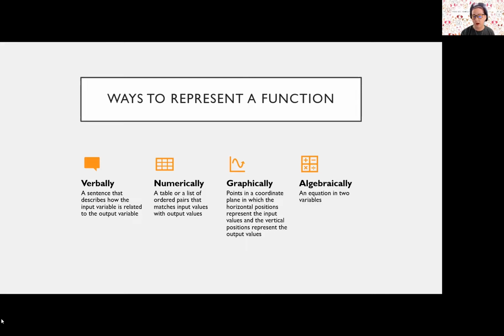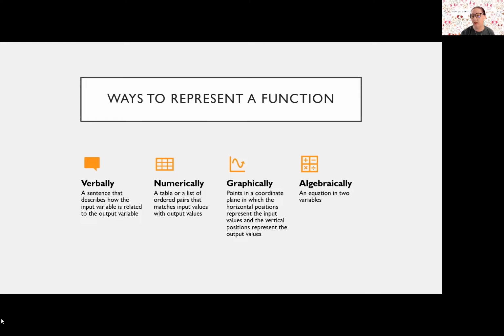Numerically means that you've got numbers that are giving your function. So that's usually given as a table or a list of ordered pairs, and you're specifically matching your input to the output. So we do have a problem on the application assignment that is a table that you're filling in, and you're given a function there. Then we've got graphically. So you can have points on your coordinate plane on your graph. Your horizontal positions, I mentioned this, are the input, your vertical is the output. And we do have a function, number 5 on the application assignment, that is represented graphically.